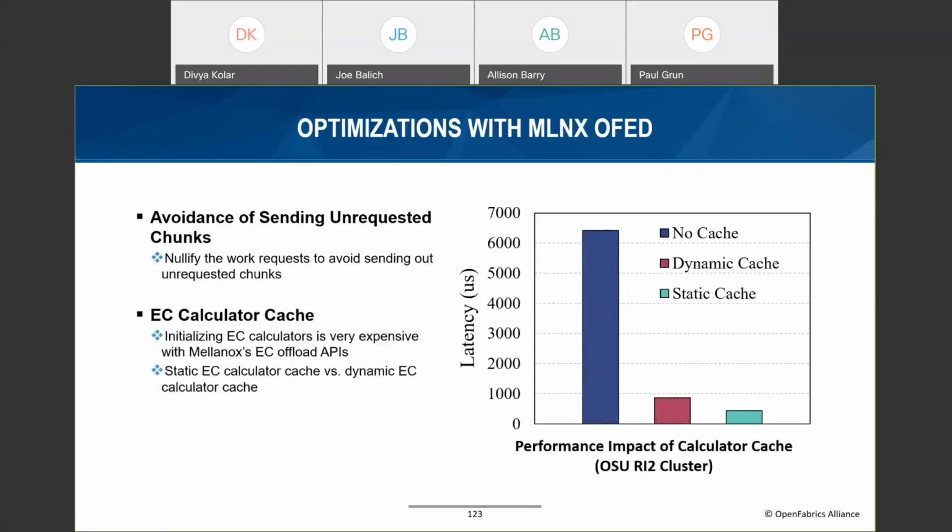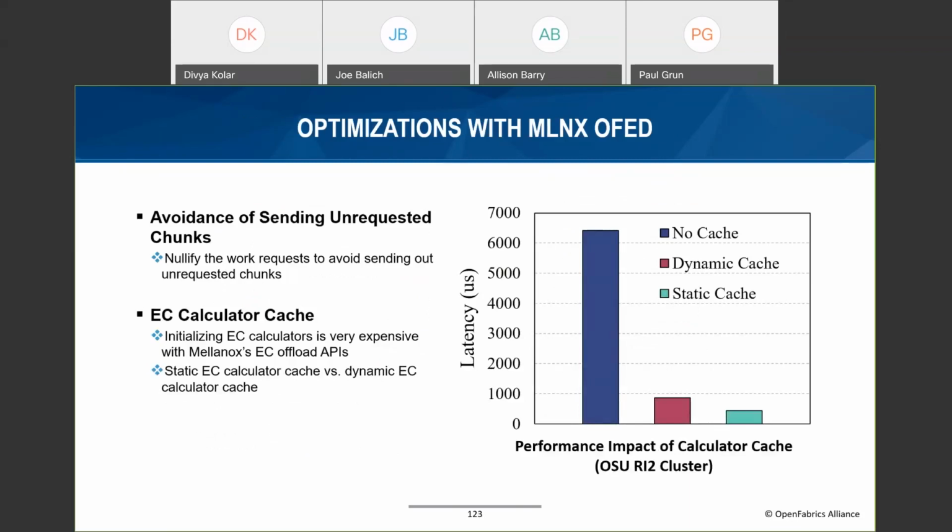Another interesting thing is we see optimization opportunities within the Memcached OFED currently. For instance, based on the current APIs available in the OFED, we see that there's probably some possible overhead if you don't implement it carefully. So for instance, we should try to avoid the sending of unrequested chunks. In this way, you can save some bandwidth and get better performance.